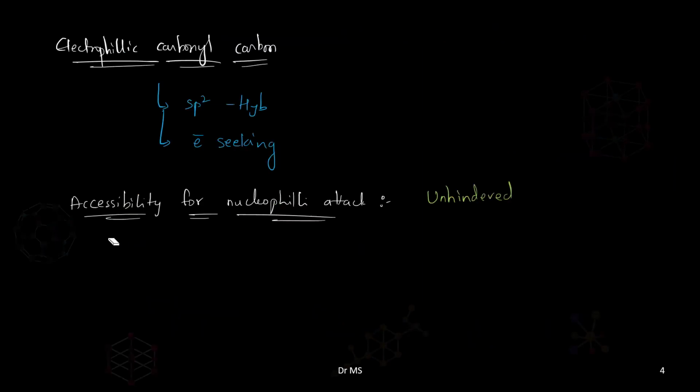So accessibility for nucleophilic attack mainly depends on whether it shows a hindrance effect or not. As the carbonyl group is a planar structure, it is unhindered and very open for the nucleophile to come and attack. So the double bond can be easily attacked by the nucleophile. Understood?